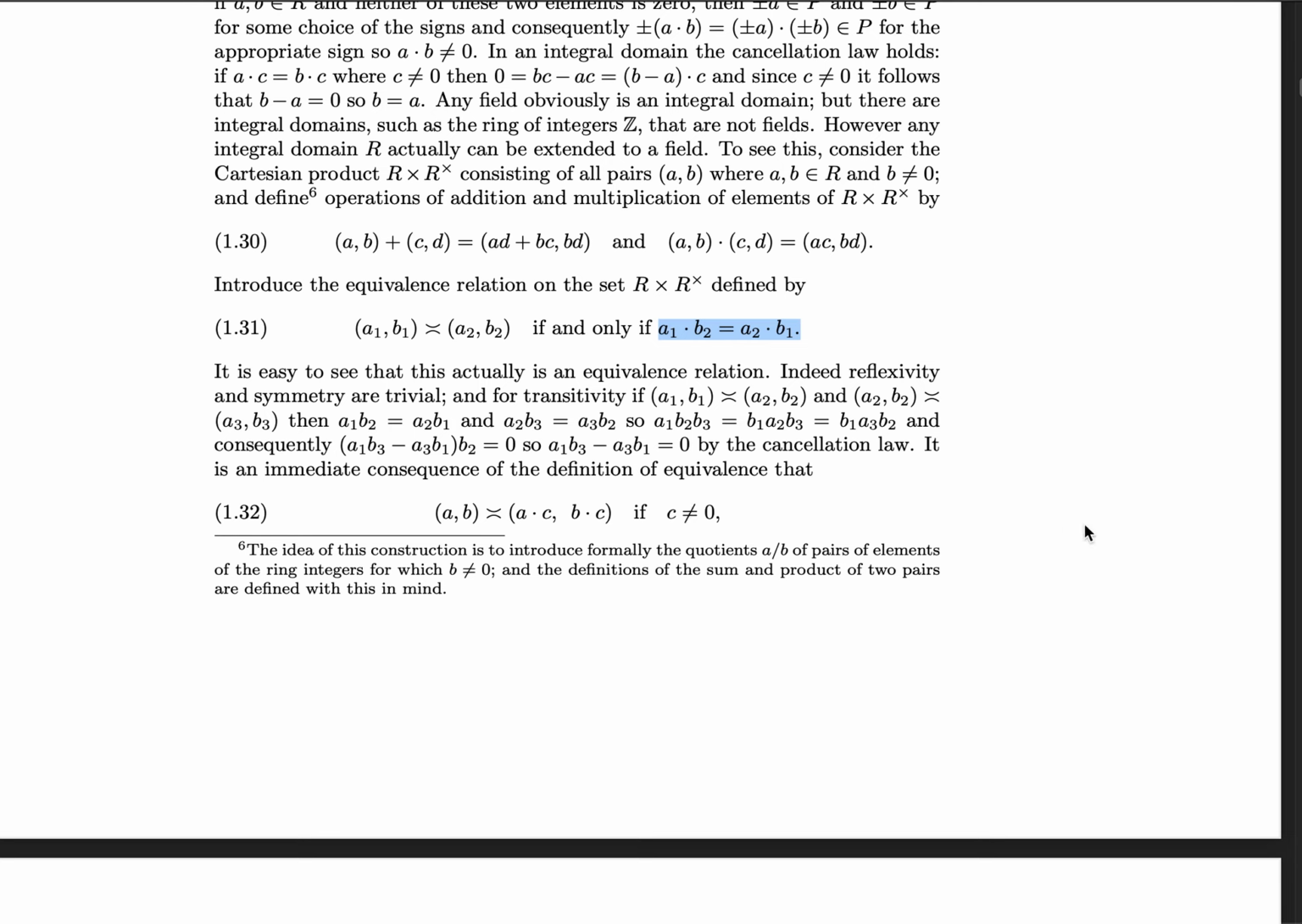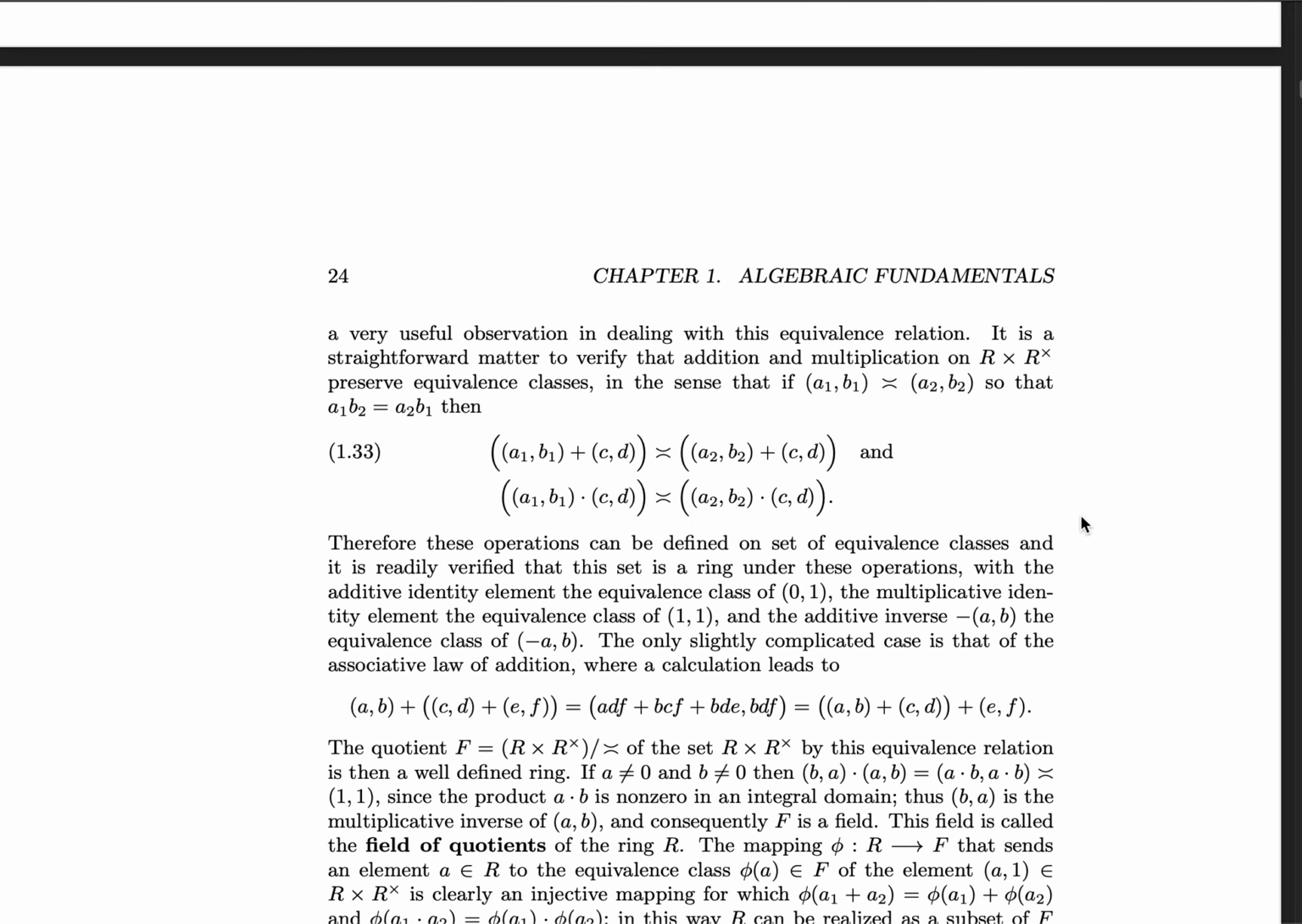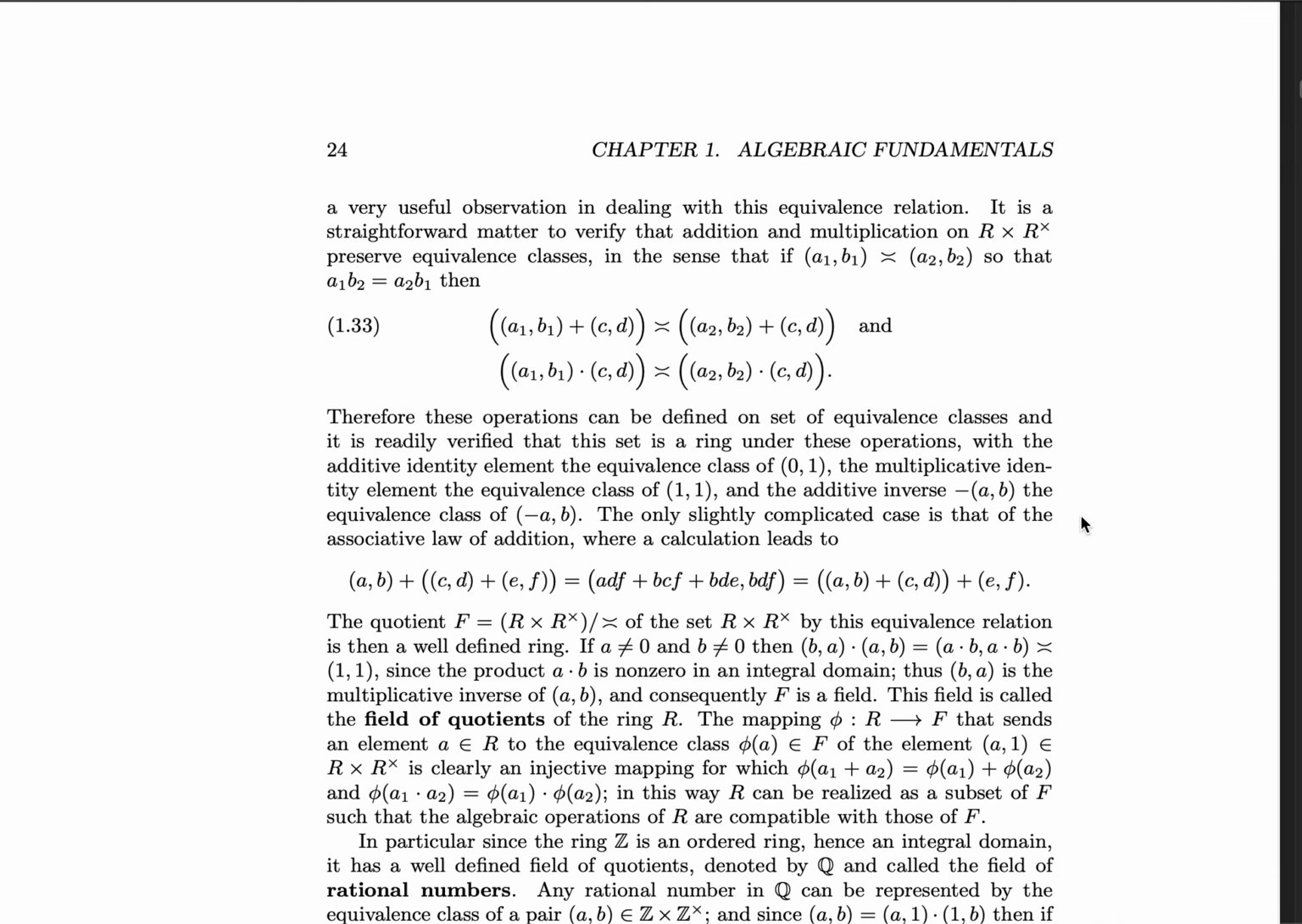So a1b3 minus a3b1 must equal 0 by applying the cancellation law or the zero product property, since b2 is non-zero. It is then an immediate consequence of this definition of equivalence that (a, b) is equivalent to (a times c, b times c), if c is non-zero. As our example, 1/2 is equivalent to 2/4 because we can multiply by c equal to 2 on top and bottom of that fraction. This is a very useful operation when dealing with this particular equivalence relation.